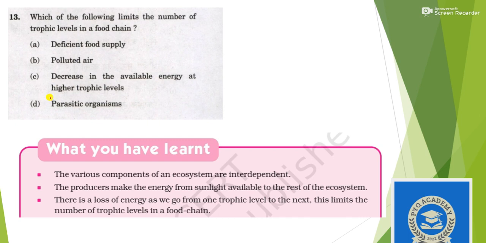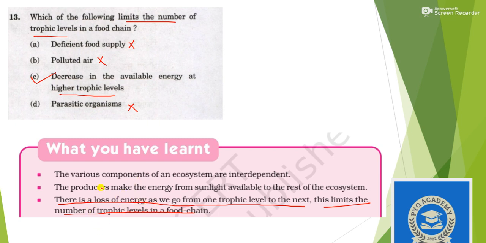Which of the following limits the number of trophic levels in food chain? Okay, so this is also directly from NCERT. So here you can find there is a loss of energy as we go from one trophic level to next. This limits the number of trophic levels in food chain. So the question was what limits the number of trophic levels. So deficient food supply? No. Polluted air? No. Parasitic organism? No. The answer is option C, decrease in available energy at higher trophic levels. Okay.